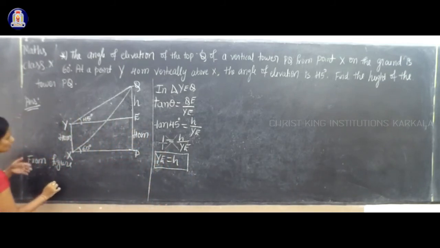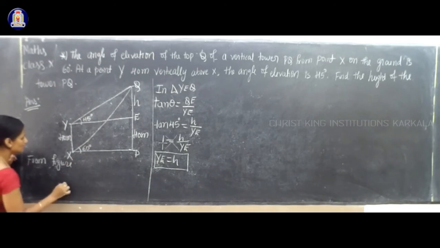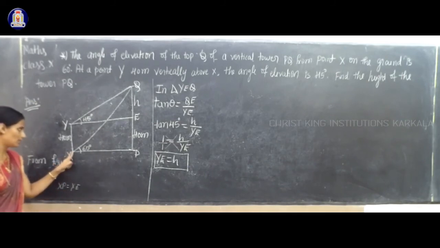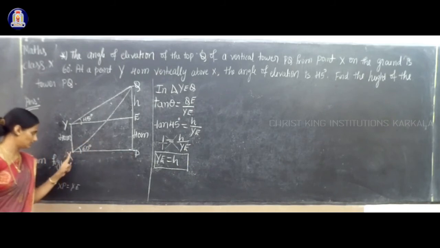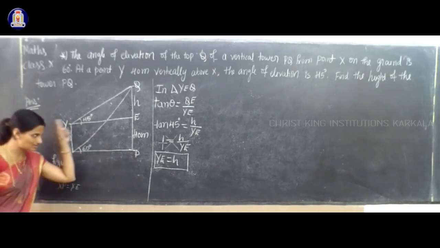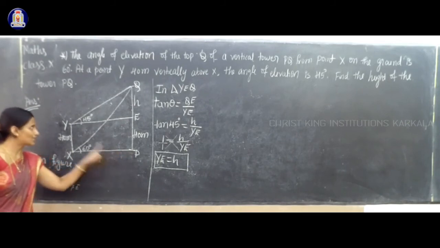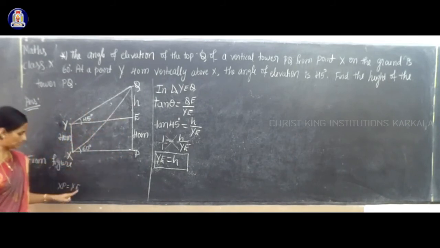Next one, here you should write XP is equal to YE, because after that sentence next is the distance between the point and the tower. The distance between the point X and the tower PQ is XP. So that is equal to YE. That also includes the sentence.